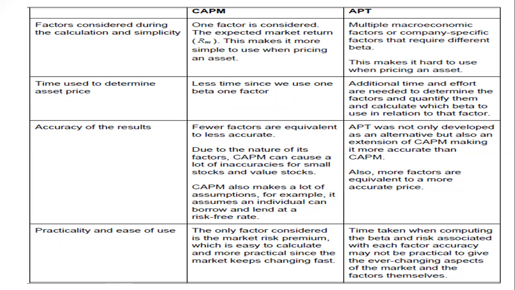Now coming to practicality and ease of use. The only factor considered in CAPM is the market risk premium, which is easy to calculate and more practical since the market keeps changing fast. But with APT, the time taken to compute the beta and risk associated with each factor may not be practical given the ever-changing aspects of the market and the factors themselves. So these are the main differences between CAPM and APT, where APT is more accurate compared to CAPM, but the factors taken and the calculation time are huge in APT compared to CAPM.